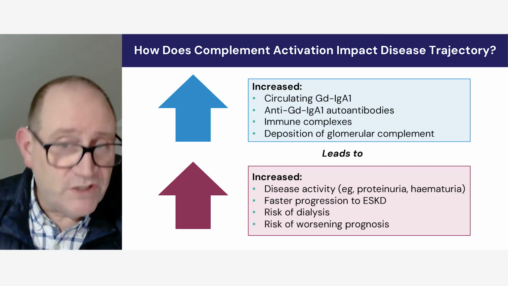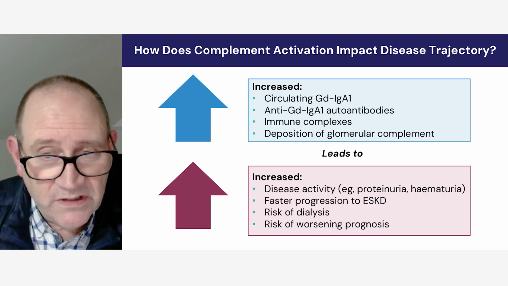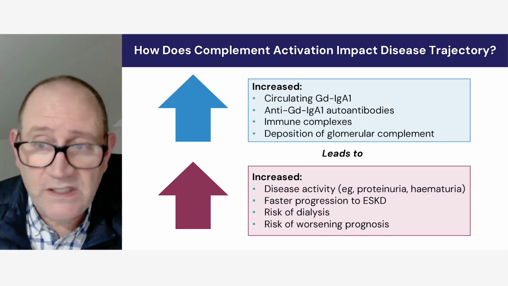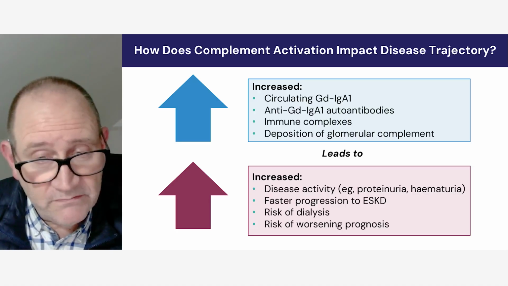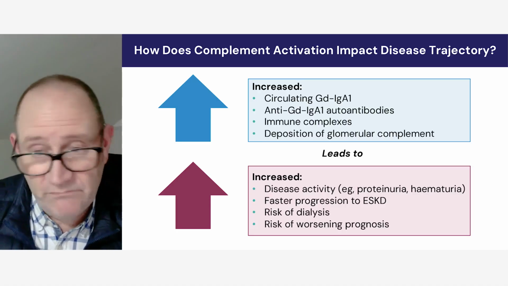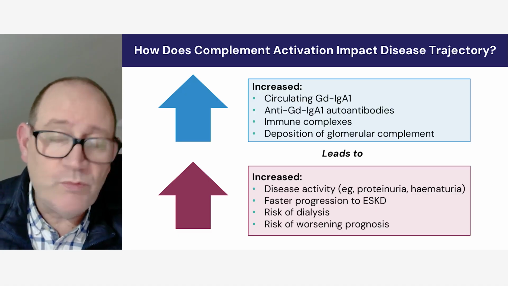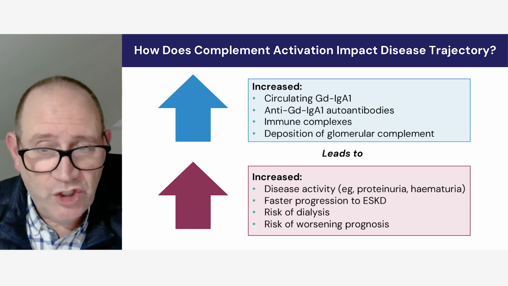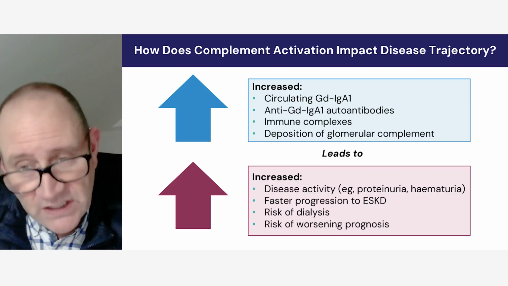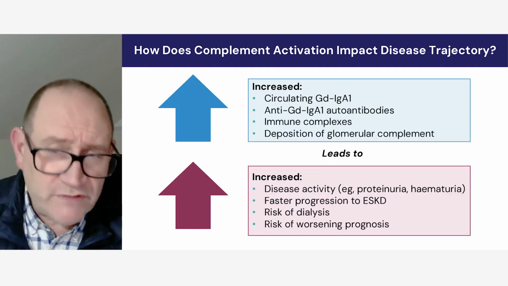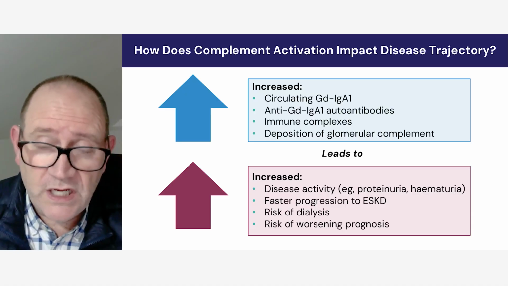Similarly, there have been studies showing that if you have high levels of these anti-glycan antibodies, there is a higher chance of developing kidney failure in the future, alongside higher levels of these immune complexes. Equally, and perhaps even more convincing, are the data that show that the more complement activation you have, the worse the outcome in terms of risk of kidney failure.